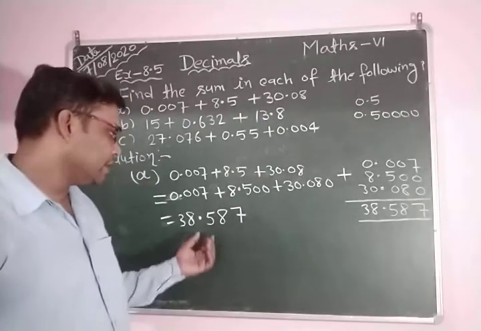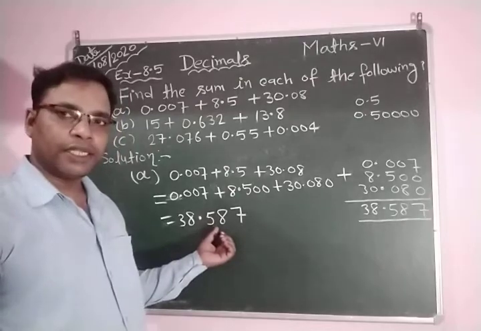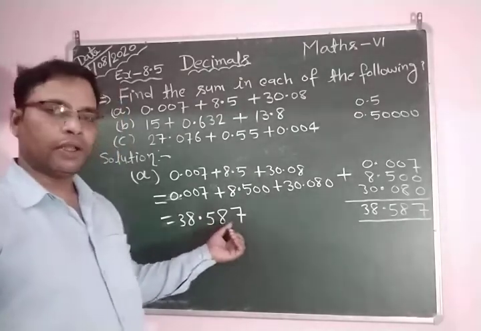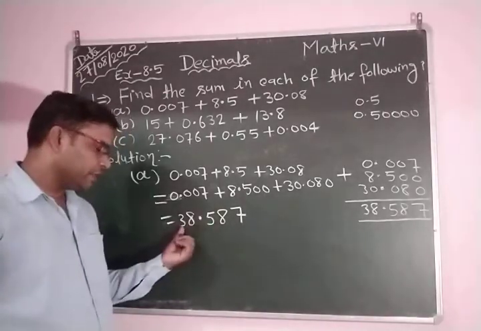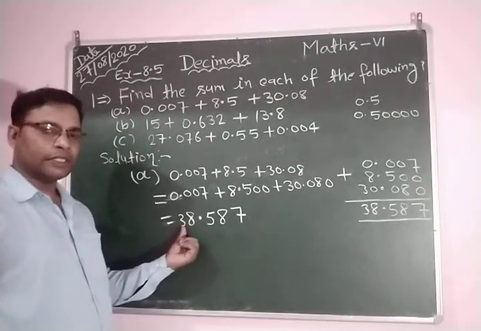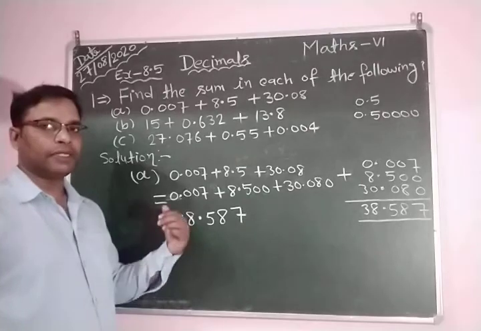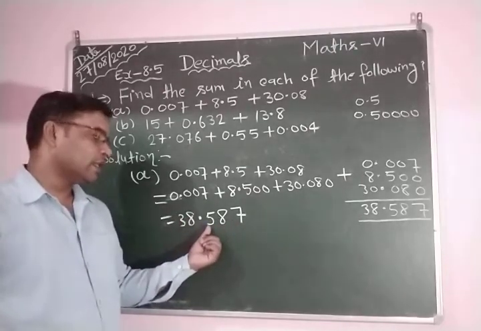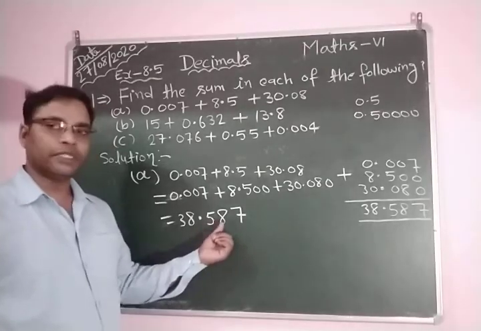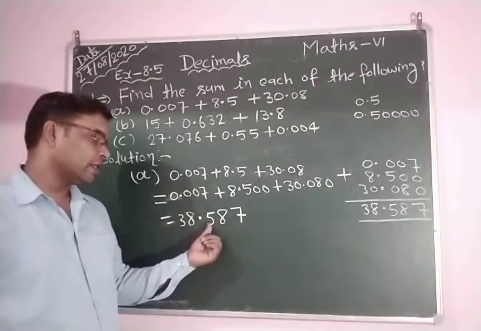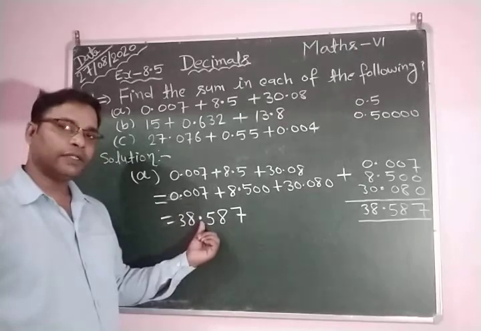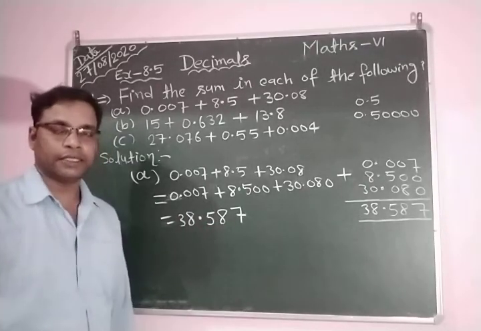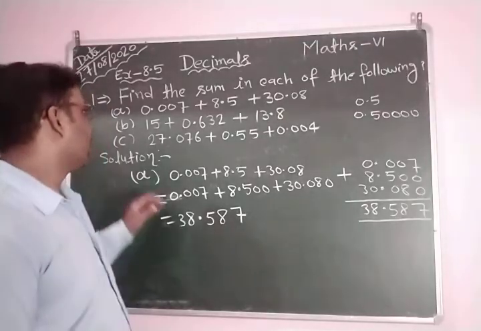38.587. After the decimal we read the digits as digits: 587. Before the decimal we read 38. This is the number 38, but after the decimal we read it as 5, 8, 7, not as 587. That is wrong. We read it as 38.587 digit by digit.